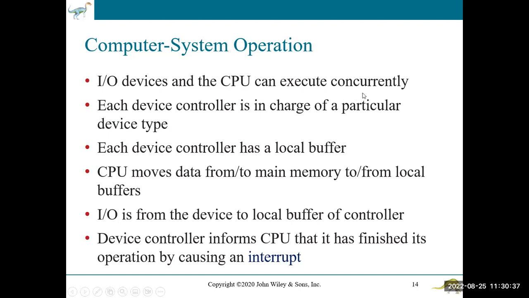I/O devices and the CPU can execute concurrently. That means simultaneously. That has to do with multitasking. Concurrency is one of those three functions. CPU moves data. Here, this is just an explanation of how the von Neumann diagram works.